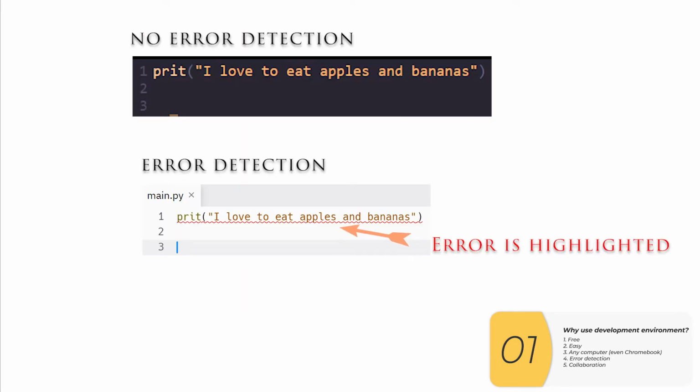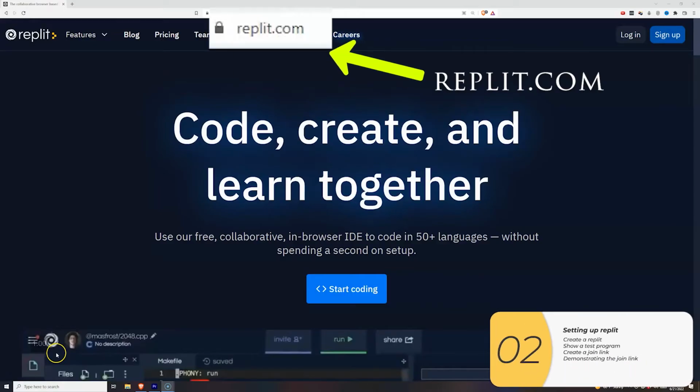Here's an example of what error detection looks like. On the first example, there's no error detection, but there's a bug in this code, and that bug is with the print. It should say print, not prit. In the second one, here we have error detection, and it underlines my line of code that's bad, so it helps make coding easier.